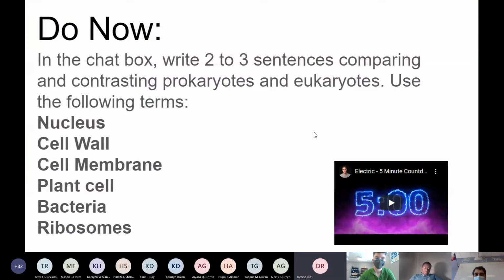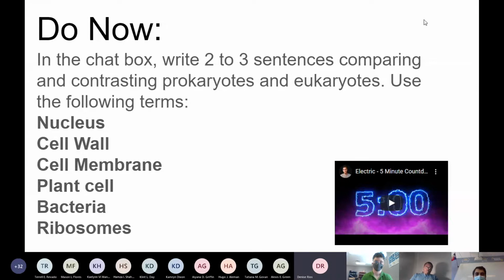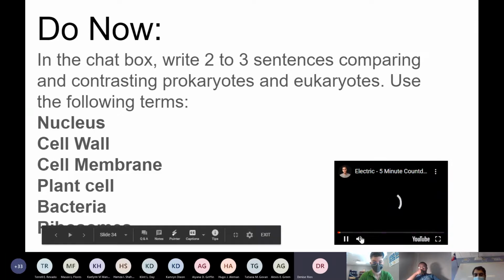Here's our do now. I know that, like I said, it's been laggy today, but we'll try and see if it'll work. In the chat box, write 2 to 3 sentences comparing and contrasting prokaryotes and eukaryotes. Use the following terms: nucleus, cell wall, cell membrane, plant cell, bacteria, and ribosomes. So you're writing 2 to 3 sentences in the chat box. I know it's laggy. We'll give it 5 minutes and then we'll go from there. We're all fighting it, so let's just cross our fingers.